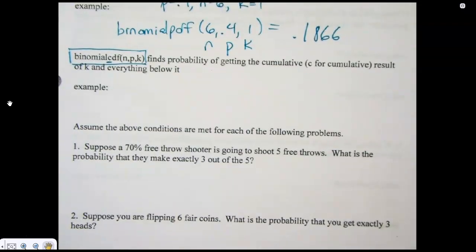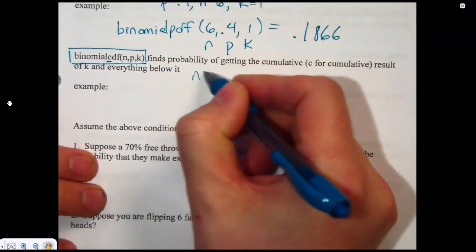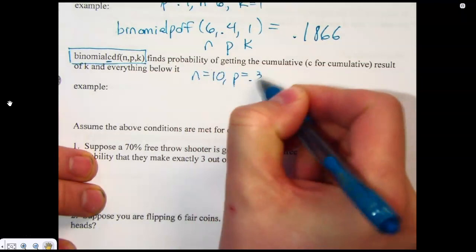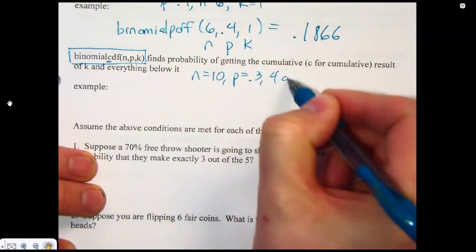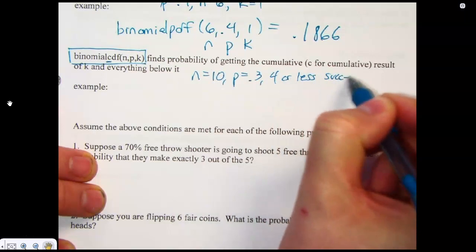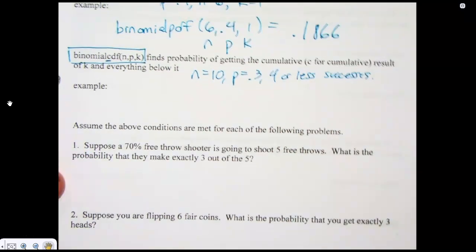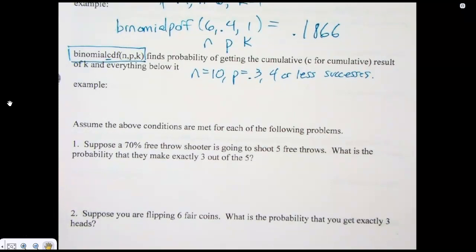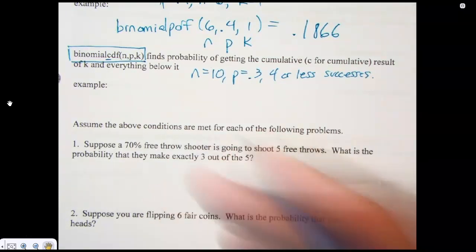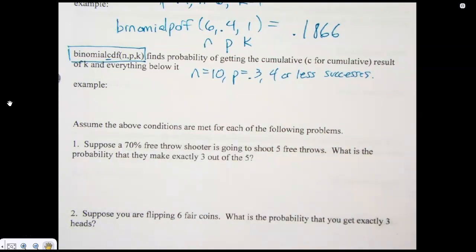So let's go back to this one and do the one we just did. Let's say n equals 10, p equals 0.3, and I want 4 or less successes. Some people are just like, I'm never going to deal with CDF. I'm just going to do PDF every single time. And when I get to that one on the test that's like 10 of them, I'm just going to take all that time and go through it. Or I'm going to skip it. 95% of the time I would mess it up. Some people are afraid they'll mess up the CDF and some are afraid they'll mess up the PDF. So I'm just giving you both options.